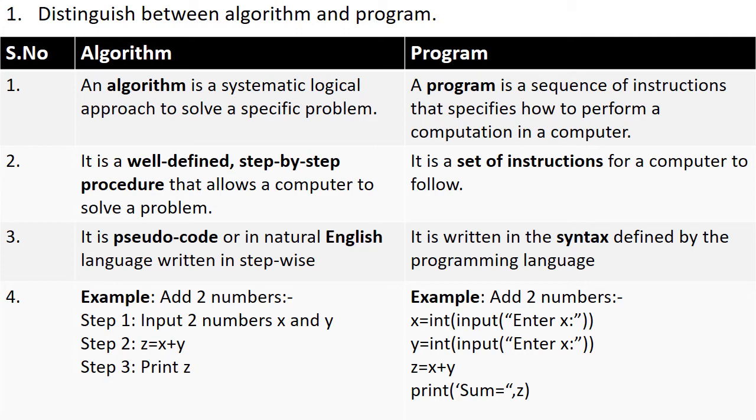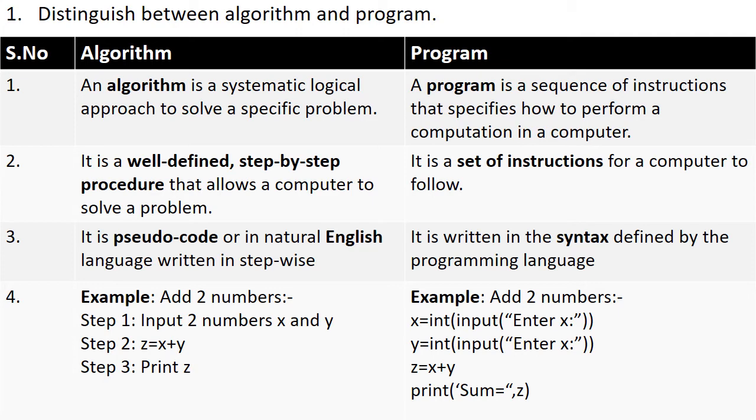The second point is, the algorithm is a well-defined step-by-step procedure that allows a computer to solve the problem, whereas the program is a set of instructions for a computer to follow. The third point, an algorithm is represented as pseudocode or natural English language, which is written stepwise, whereas the program is written in the syntax defined by the programming language.